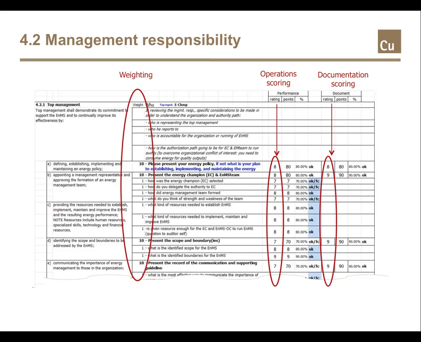The audit asks searching questions of top management. How do they evaluate the strengths and weaknesses of the team? How do they overcome organizational conflicts of interest? What kind of resources are needed to implement, maintain and improve the energy management system? And each answer is expected to be backed up with documentary evidence.